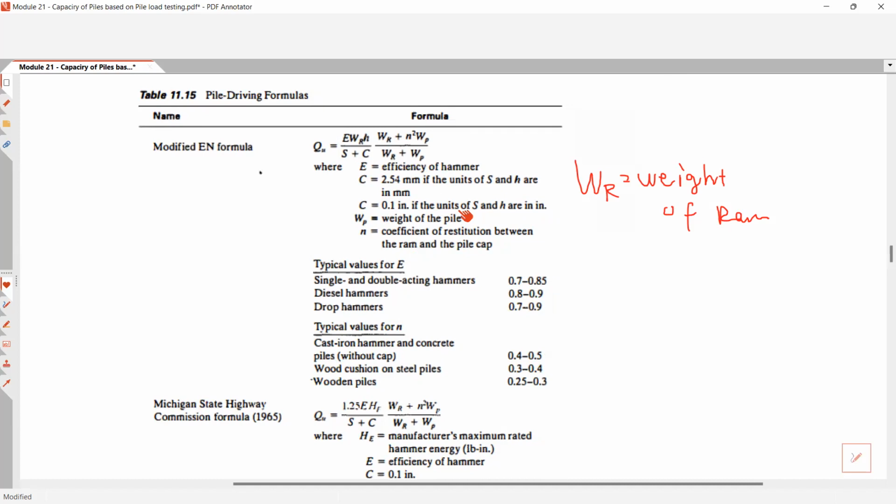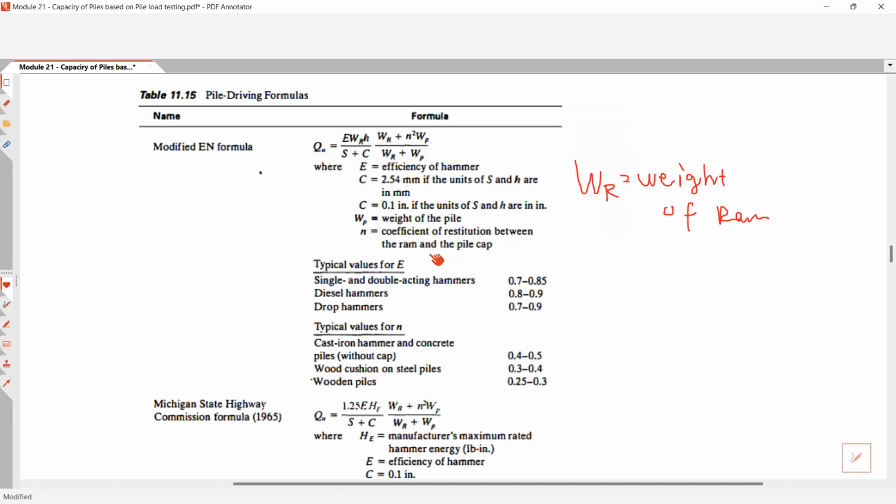Okay? So included dapat dito yung weight of pile cup if given. Okay? Kung given sa inyo yung weight of pile cup, so you should include your weight of pile cup sa WP. Okay, yung N is the coefficient of restitution between the RAM and the pile cap. Okay, so basically ito yung parang coefficient of friction sa RAM and the pile cap.